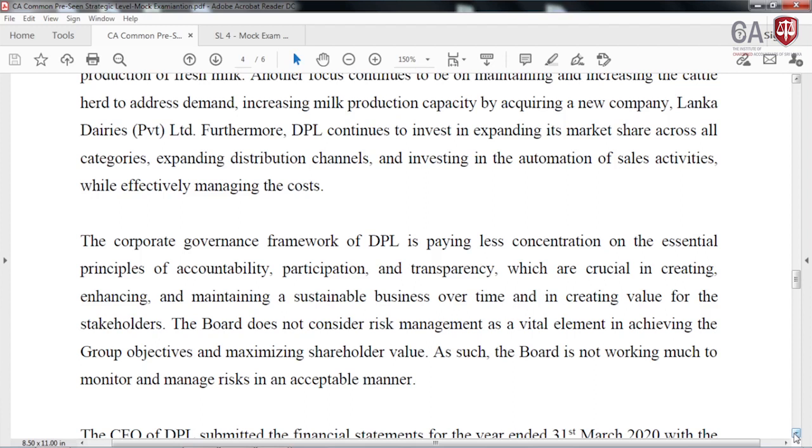So, corporate governance is giving less consideration to some of the important principles like accountability, participation, transparency, which are crucial in creating, enhancing and maintaining sustainable business over time and creating value for the stakeholders. The board does not consider risk management as a vital element in achieving the group objective and maximizing shareholder value. Risk management is not identified as a key strategy in the organization. As such, the board is not working much to monitor and manage risk in an acceptable manner. This may be a weakness. Now, if you are doing a SWOT analysis, they are not giving more focus to risk management.